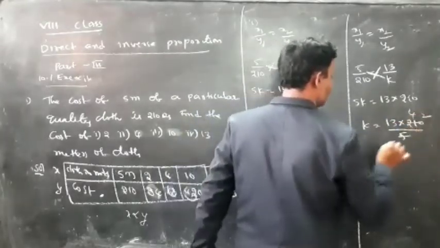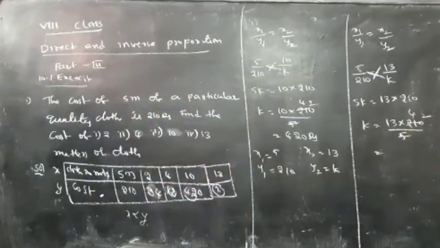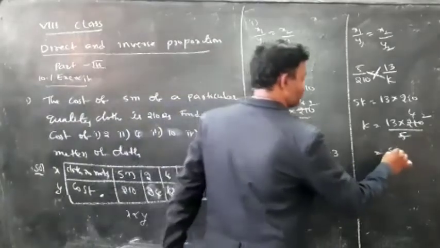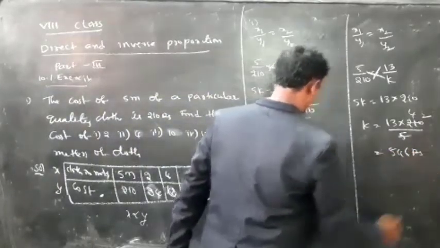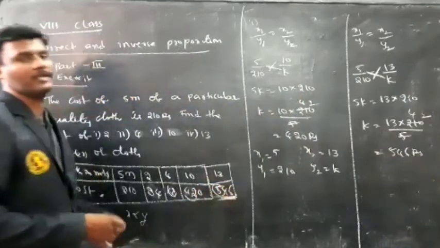5 4s are 20, 13 into 42 is 546 rupees. So the cost of 13 meters cloth is 546 rupees.